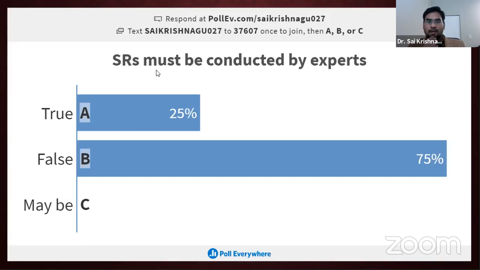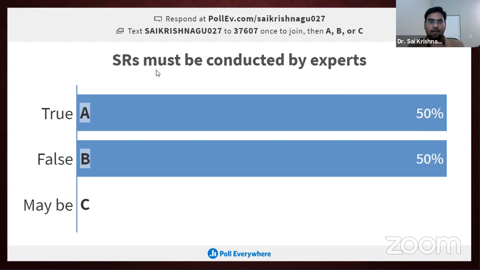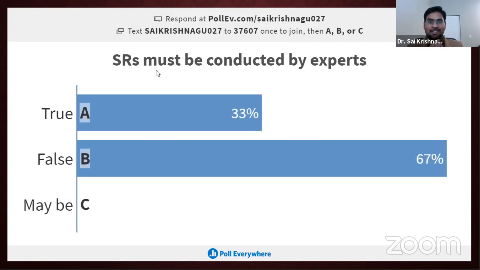Most of you say no, it need not be conducted by an expert. However, 25% of you suggest that. 40% of you suggest that yes, it has to be conducted. Okay, now it is 50%. So it's an exact split between the participants, where 50% suggest that yes, it has to be conducted by experts, and no, it can be conducted by everyone. In this case, you can go with a systematic review since the evidence is conflicting.